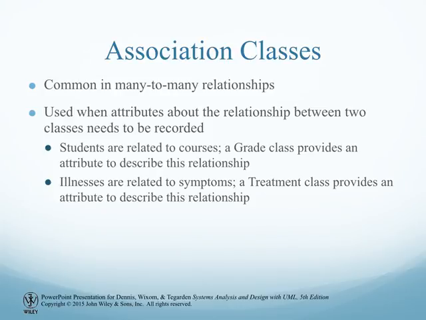We were saying that it's kind of like aggregation, but not really strong aggregation, and that's an example. The second example they give is illnesses related to symptoms. There are many illnesses, there are many symptoms, and a treatment would bridge the two. It would say here's the illness, here's the symptoms, and this is a treatment for this illness and symptom.